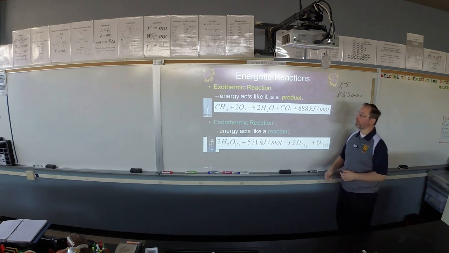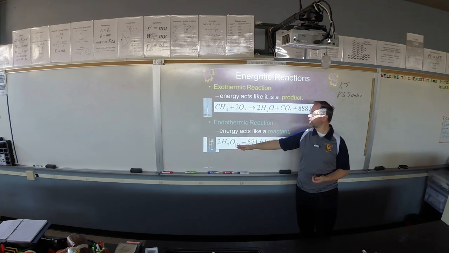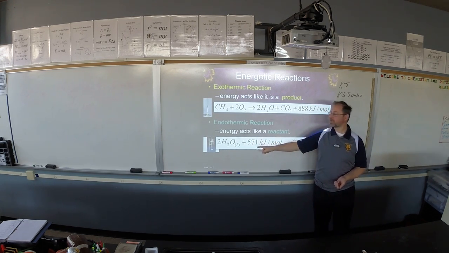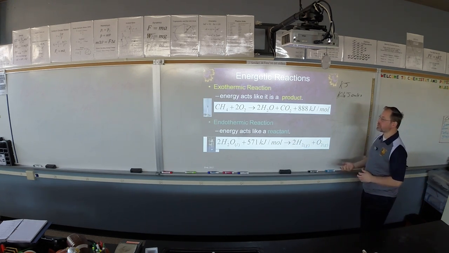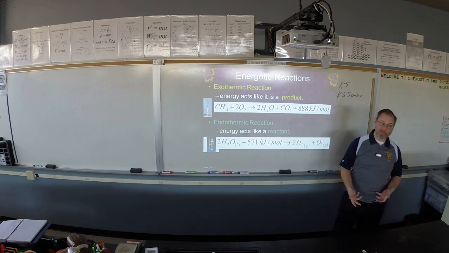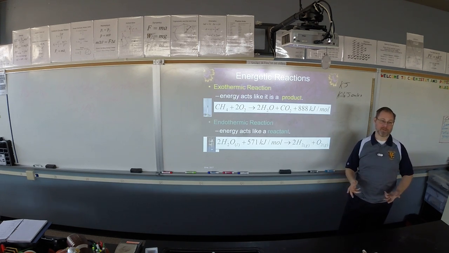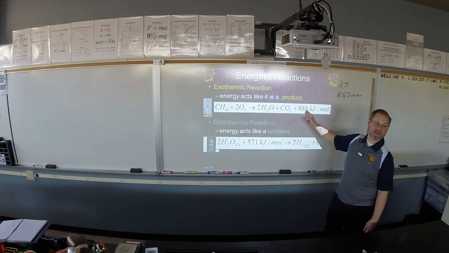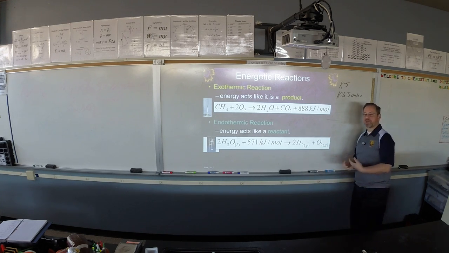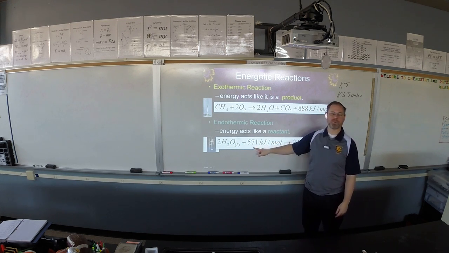Similarly, for every 2 moles of water you want to decompose, this is the decomposition of water, you're going to need 571 kilojoules of energy. So when we have an endothermic system, energy acts like a reactant. In an exothermic system, energy acts like a product. And it can be mathematically manipulated. So if I said, how much energy would I produce if I burned 2 moles of methane, I would simply double my 888. And if I wanted to know how much energy I would need to only decompose 1 mole of water, I would just take this number and divide by 2.